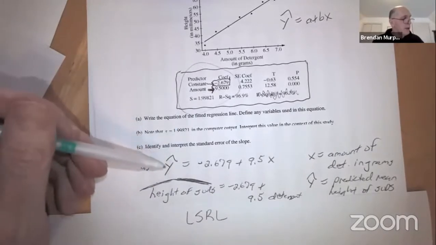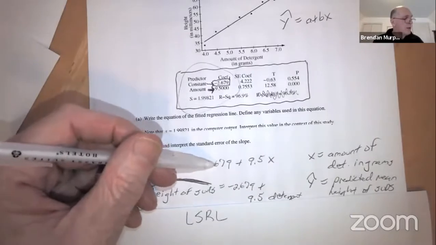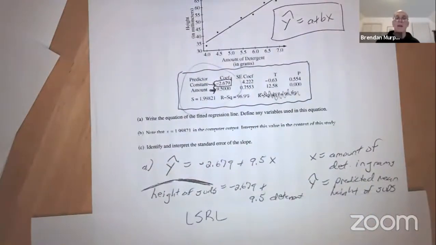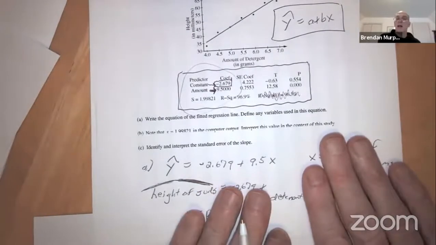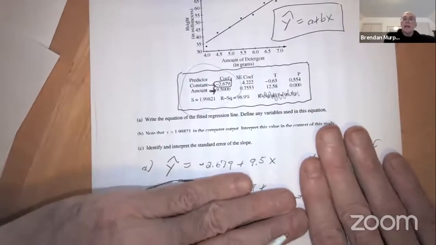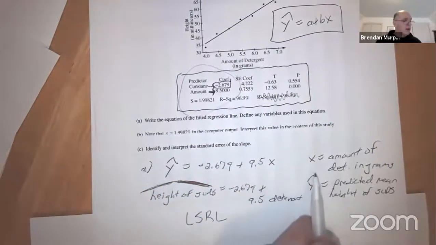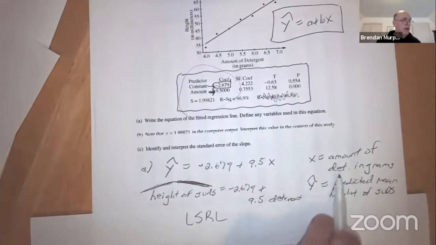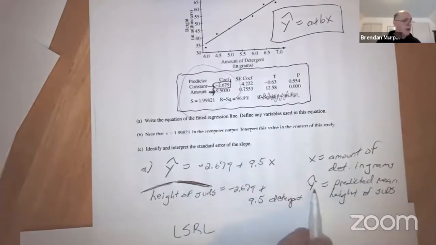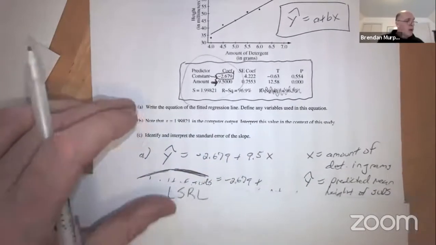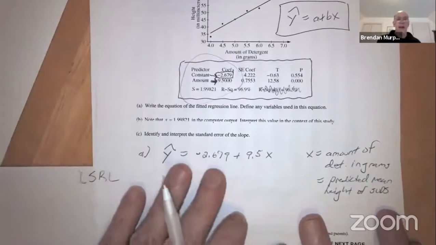And so my first equation here, y hat equals negative 2.679 plus 9.5x. That's in this form here, what we call y hat equals a plus bx. What I haven't done right now is identify the variables. So this answer right here is not complete. We would want you to identify the variables. And so over here on the right, I just said x is the amount of dish detergent in grams that we added, and y hat is the predicted mean height of the suds, or the predicted height of the suds. So I need both of those if I choose not to identify my variables.